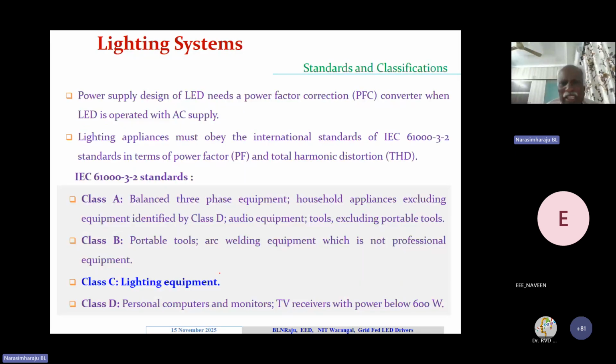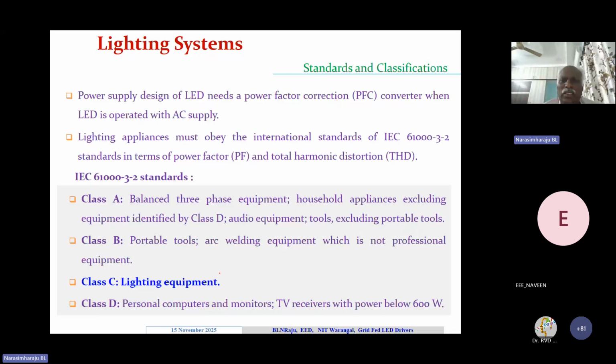The other thing is the standards and classification. It is not that anybody can design an LED driver and simply make it a lamp and sell it. No. Whatever we do needs to comply with international standards, which are supposed to be followed for any product we design.